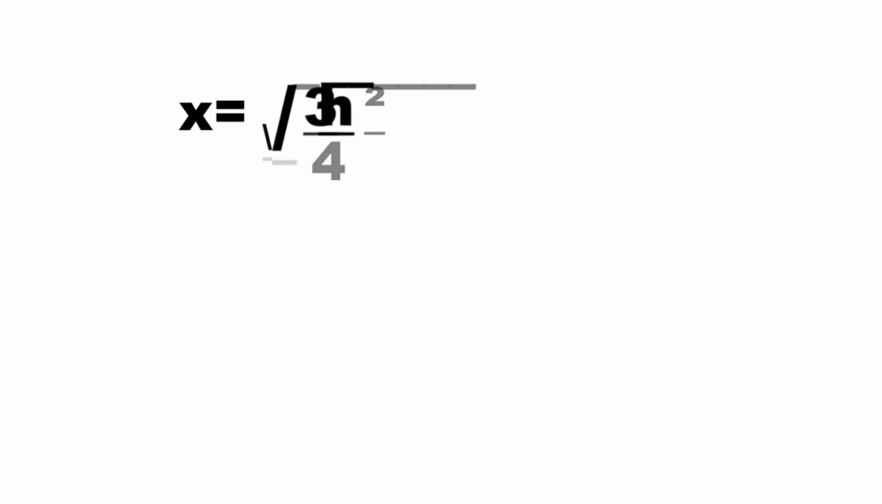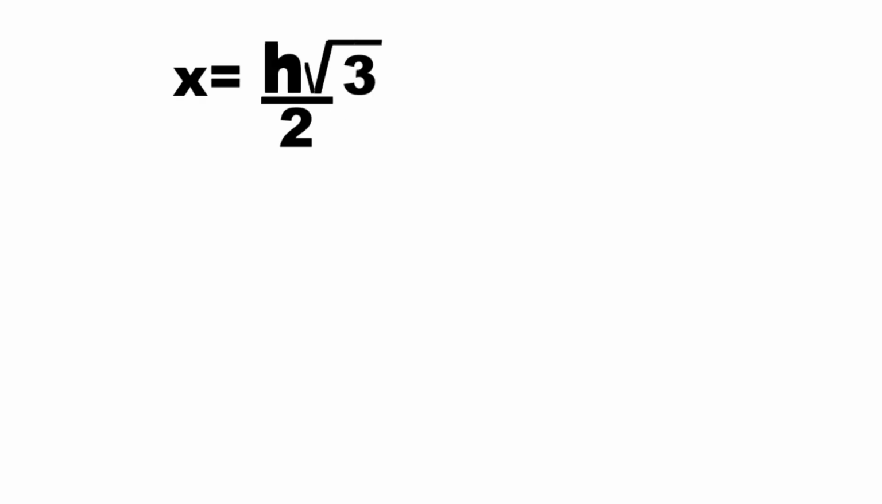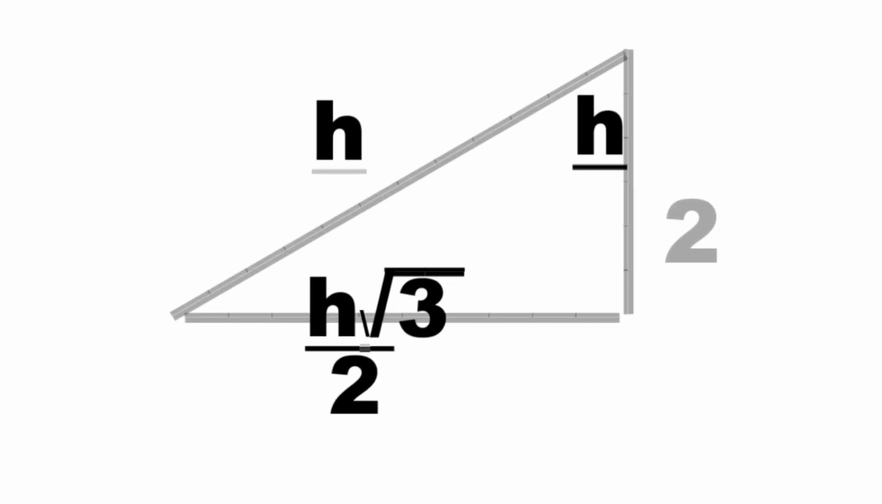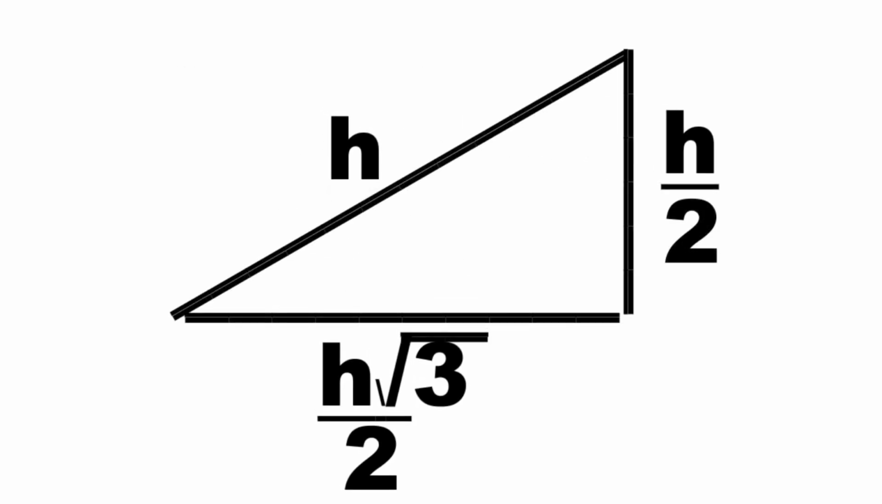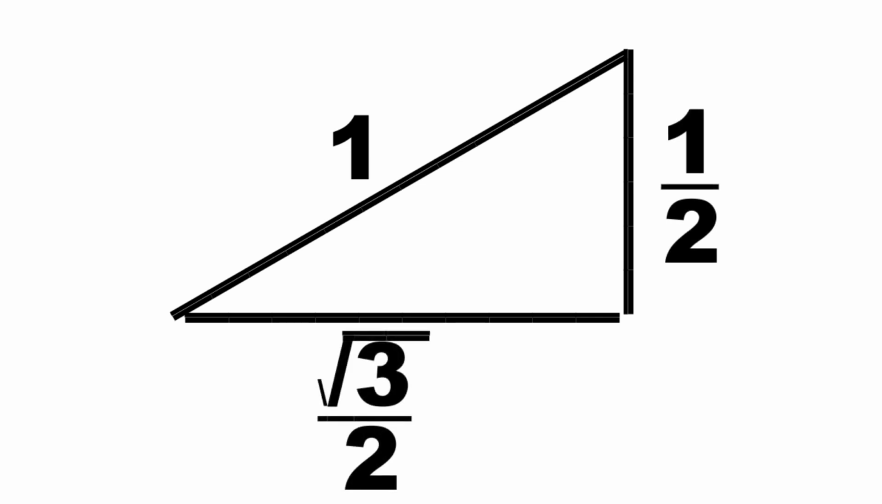We can get h squared over 4 out of the radical sign, so we have x is equal to h over 2 times the square root of 3. From this we can say that in a 30, 60, 90 degrees triangle, 1/2 of the hypotenuse is the length of the shortest leg while the longer leg is 1/2 of the hypotenuse times the square root of 3. And if the length of the hypotenuse is 1 unit, the shorter leg or side is 1/2 while the longer leg or side is square root of 3 over 2.